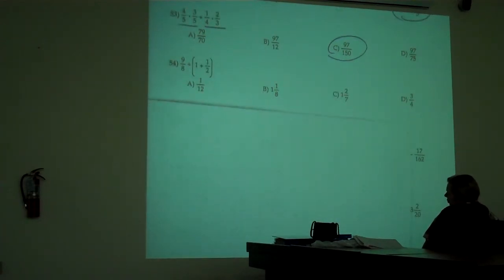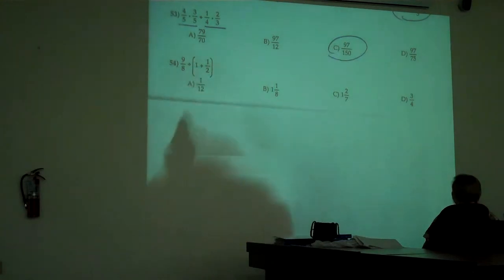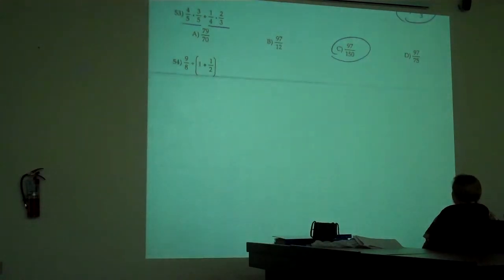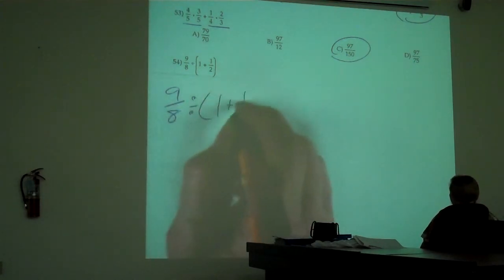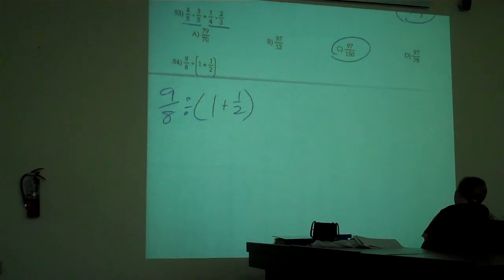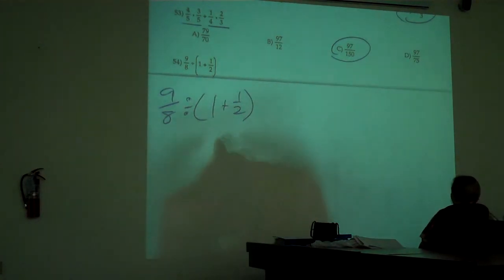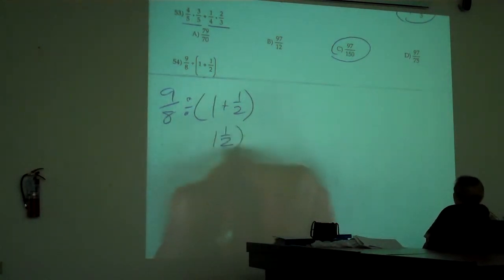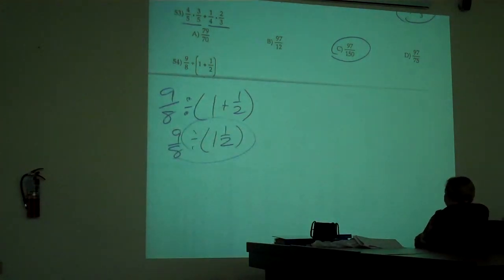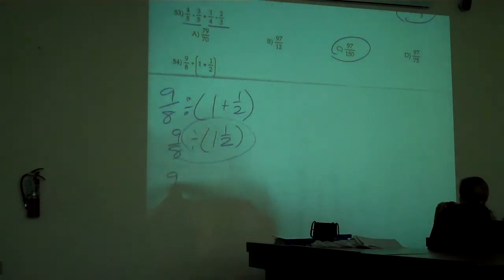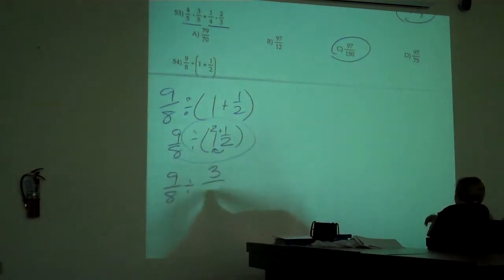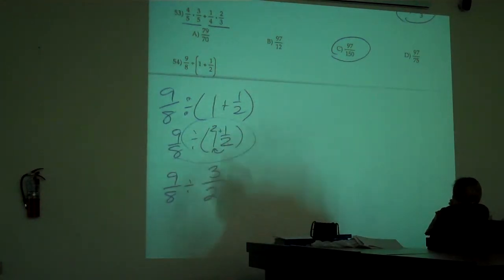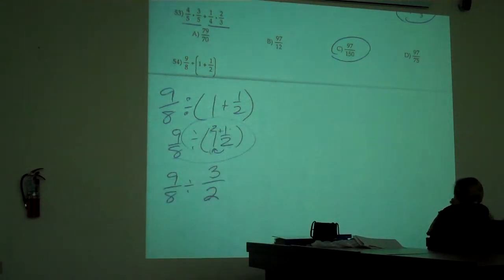Okay, 54, 9/8 plus this. So we have 9/8 divided by, not plus, sorry. Okay, parentheses first, so 1 plus 1/2 is 1.5, right? Yeah. Okay, if we're dividing by this, we need to turn it into an improper. So it's gonna be over 2. 3 halves, right? 2 stays on the bottom, 2 plus 1 is 3.